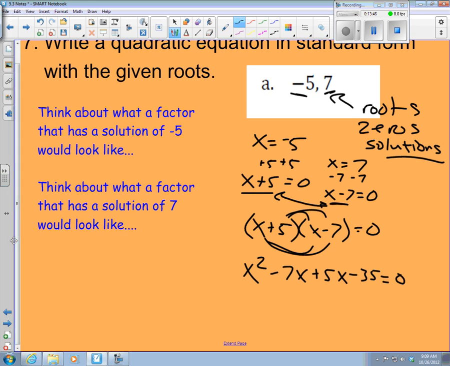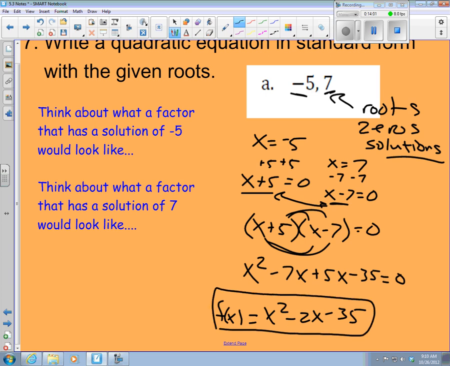And basically, in standard form, it says write a quadratic. It's x squared minus 2x minus 35. I'm not going to set it equal to 0. I'm going to say f of x equals. I'm going to write it as a function in standard form. There's my x squared term, my x term, and my constant. So there you go. We went from two roots down to the quadratic function that it came from.